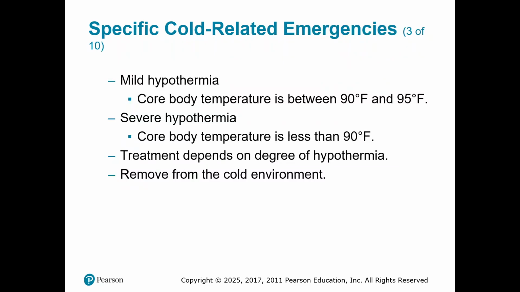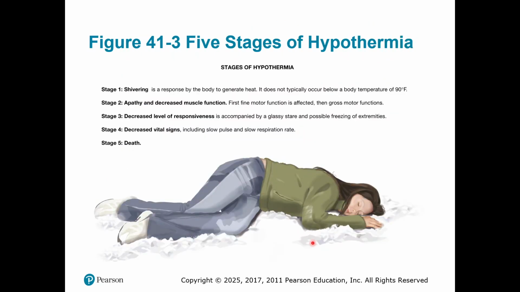When we look at mild hypothermia, this can be defined by a core body temperature between 90 and 95 degrees Fahrenheit. Severe hypothermia can be defined as a core body temperature less than 90 degrees Fahrenheit. Treatment is going to depend on the degree of hypothermia. Number one, though, is we need to remove the patient from that cold environment.